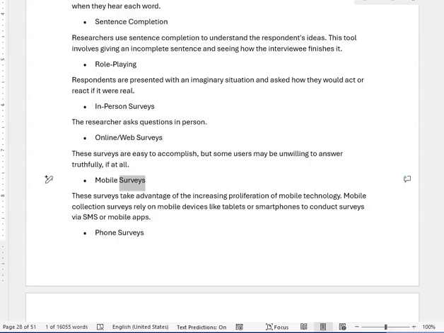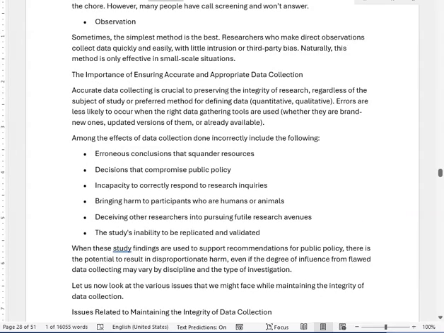Mobile surveys. These surveys take advantage of the increasing proliferation of mobile technology. Mobile collection surveys rely on mobile devices like tablets or smartphones to conduct surveys via SMS or mobile apps. Phone surveys. No researcher can call thousands of people at once, so they need a third party to handle the chore. However, many people have call screening and won't answer.